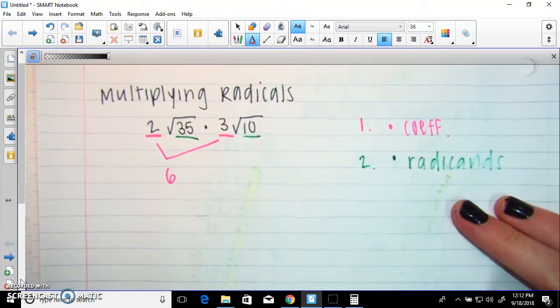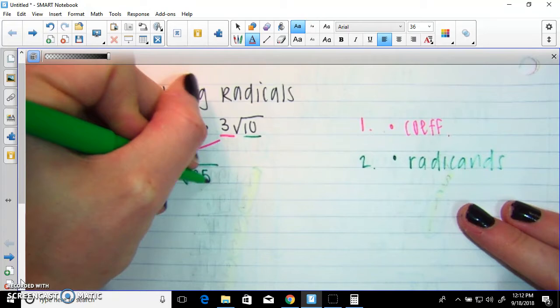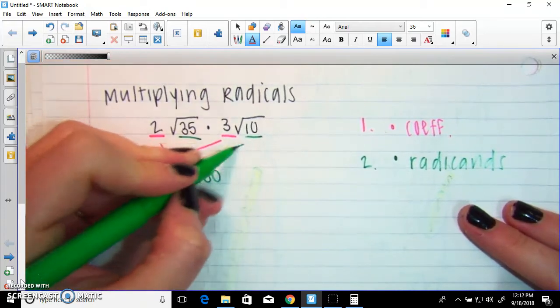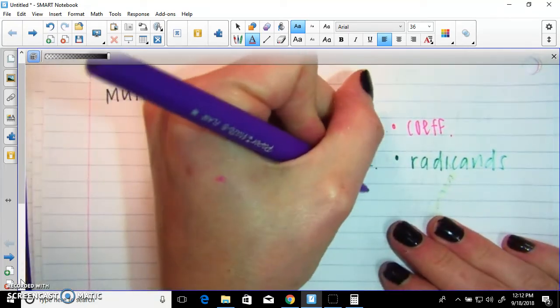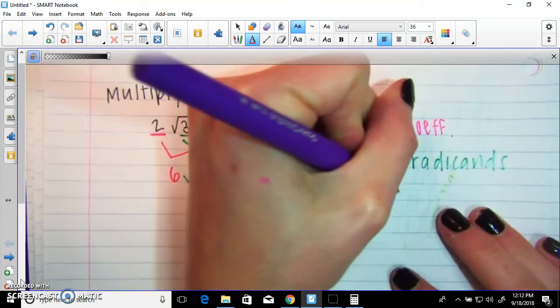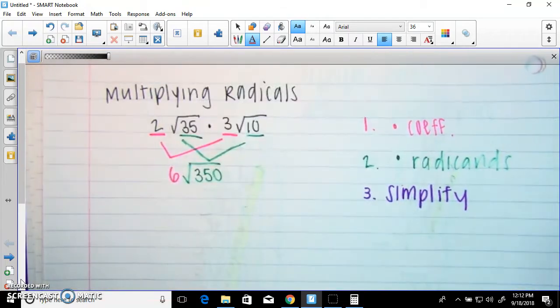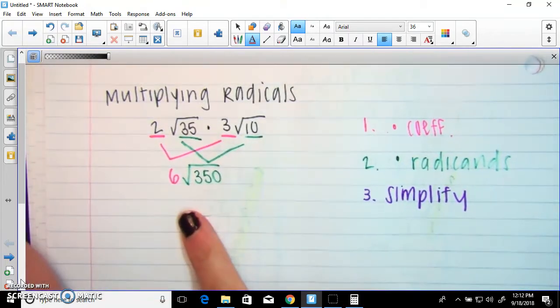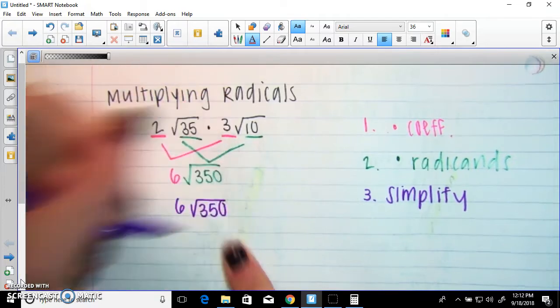And those are the numbers underneath the radical symbol. So square root of 350. All right. Our last step is to simplify. This is where we do what we've been doing this whole time. It's just simplifying, okay? So I'm starting with 6 square root of 350.